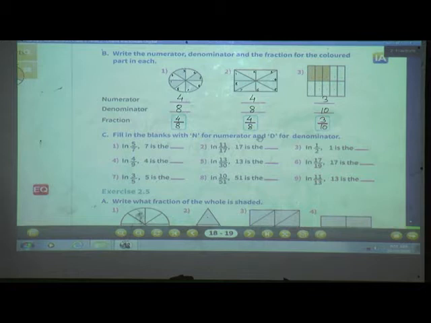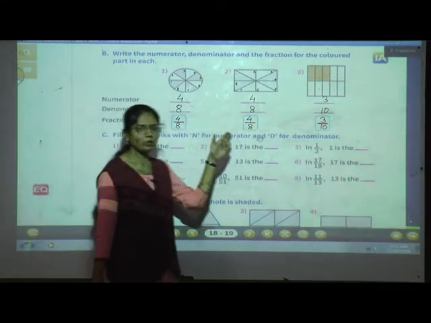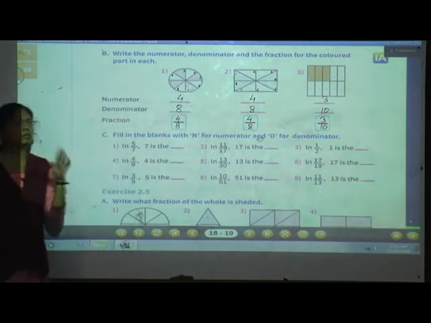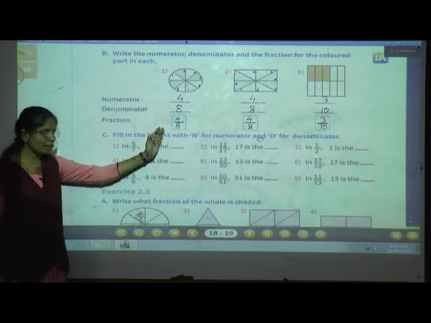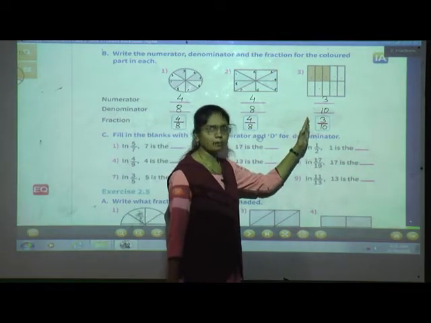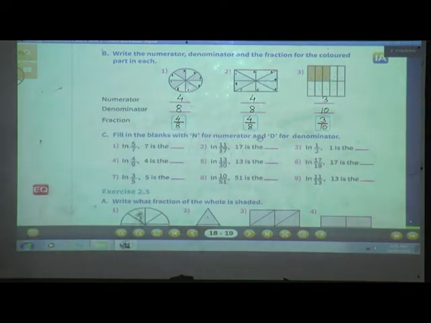You have to write the numerator, denominator, and from that write the fraction also, and you have to read the fraction. How will you read this? This is 4 by 8. This is also 4 by 8. And this is 3 by 10. Clear? Then we'll move to the next question, that is C1.